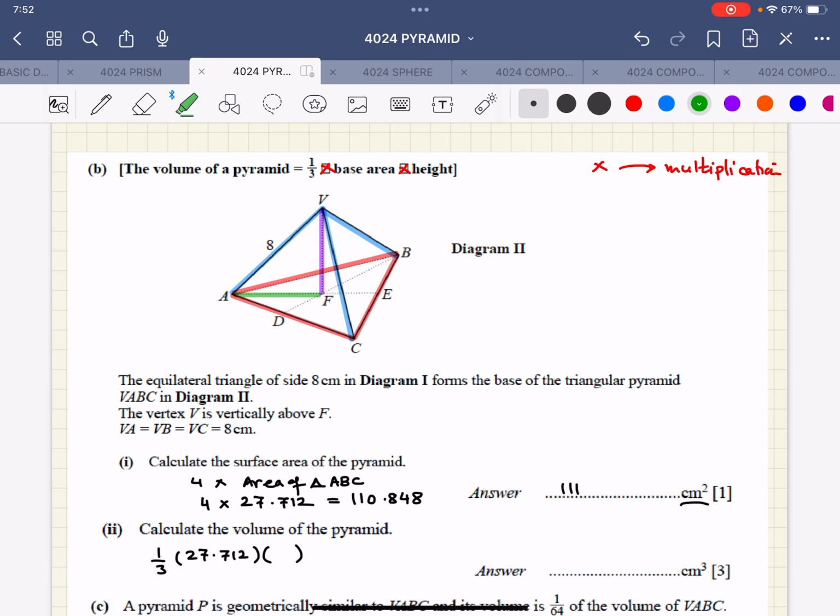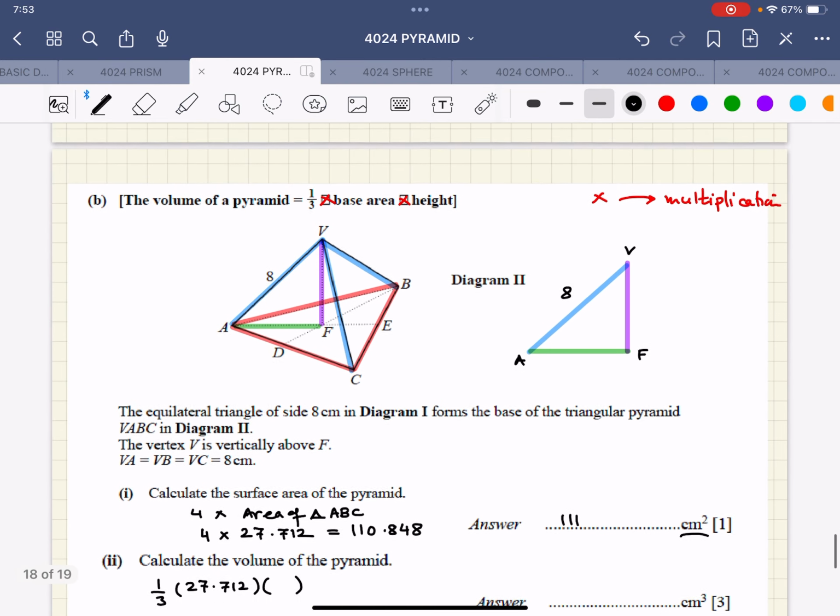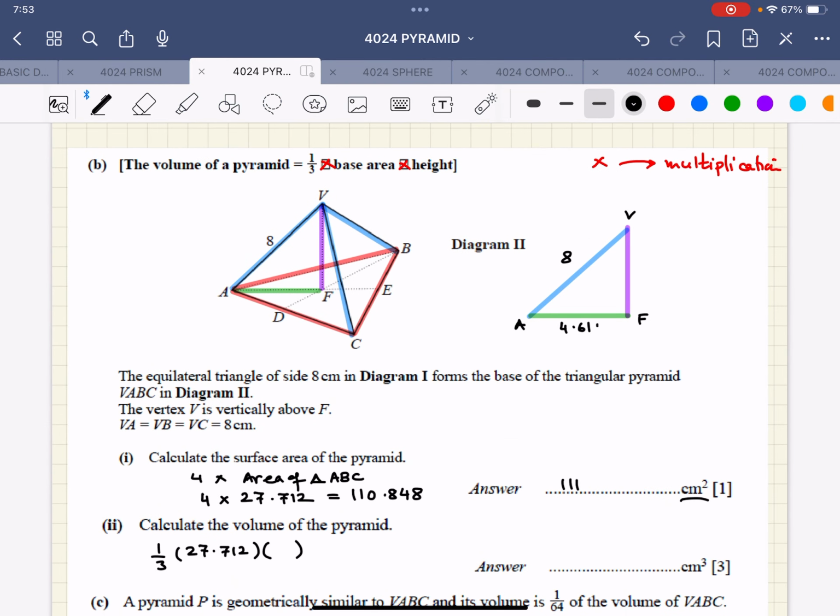So let me draw it like this. Let me draw the purple thing over here and then this blue thing over here. So we have this thing as 8. This is V. This is F. This is A. This is 4.6189. And I'm interested in finding the perpendicular height.